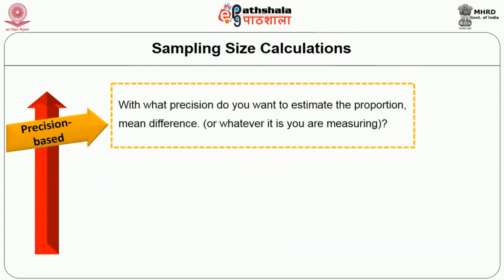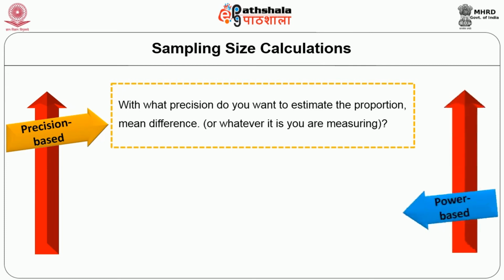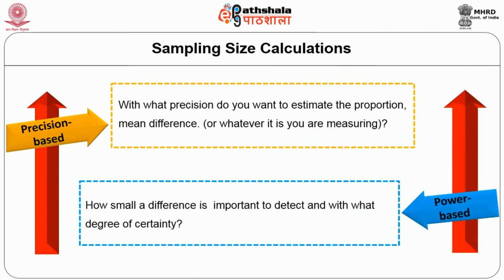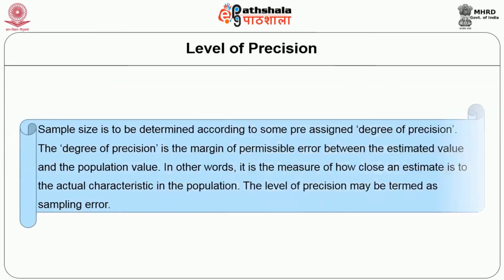There are two approaches to sample size calculation. One is the precision-based. With what precision do you want to estimate the proportion, mean difference, or whatever it is you are measuring? The other one is power-based. How small a difference is important to detect and with what degree of certainty. Level of precision.